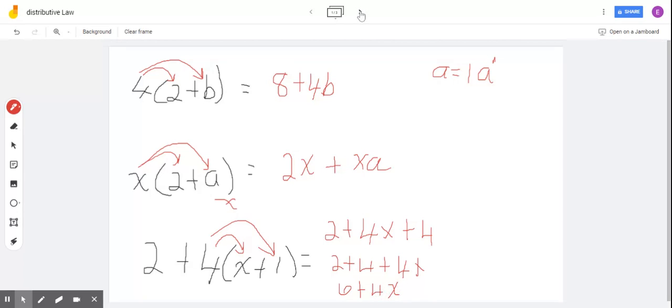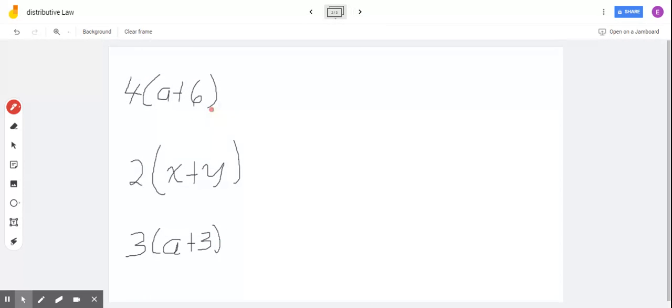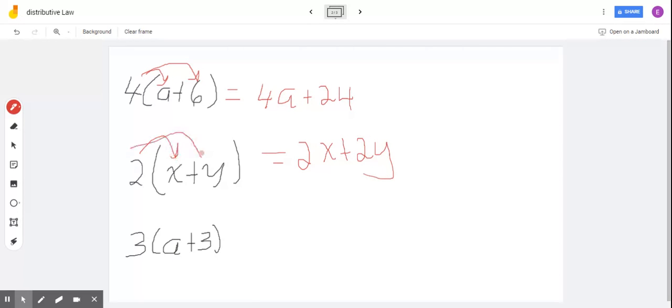All right, let's look at some other ones. We have 4 times a and 4 times 6. Very straightforward: 4 times a is 4a, 4 times 6 is 24. 2 times x is 2x, 2 times y is 2y. We're just multiplying. Here we have 3 times a, that's 3a, and 3 times 3, that is 9.